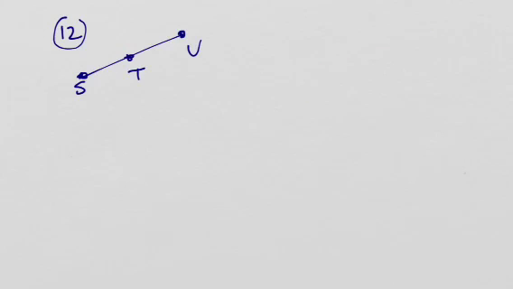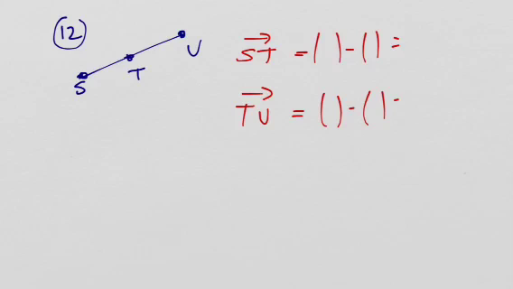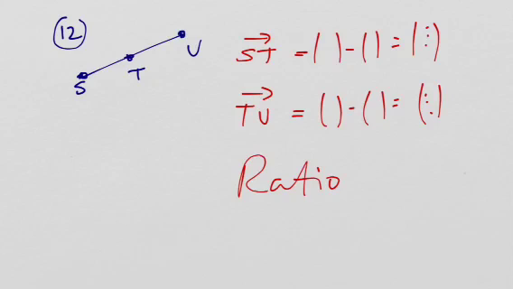Question 12, calculate the ratio in which T divides SU. So we need to work out what ST is, we need to work out what TU is, and after you've worked out these things, you'll end up with two numbers, and there's some connection between these three numbers and these three numbers. The connection will be the ratio. It'll become obvious if you try that.